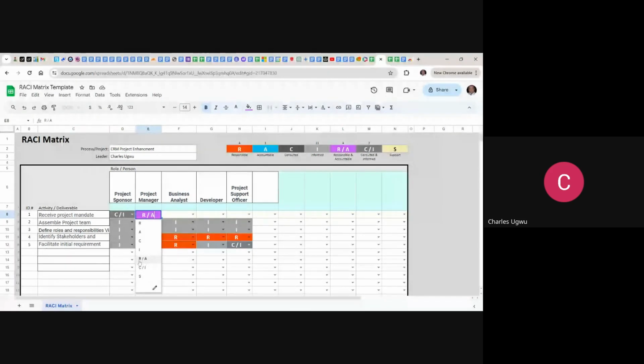Like a project manager, there are some documents that a project manager should create. In as much as he's accountable, he's the person that is supposed to do that. On that note, such people here should be responsible and accountable as well. So, assemble the project team: in this project event coming up, the team lead should assemble all the project members.